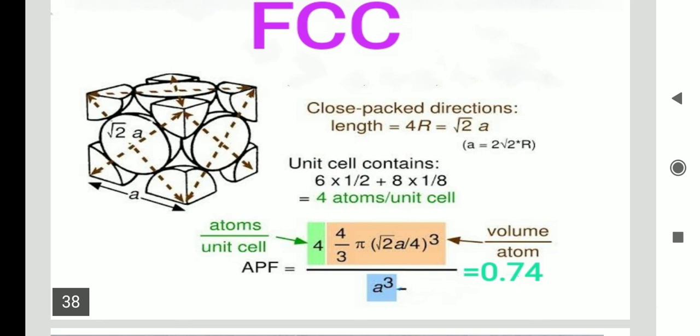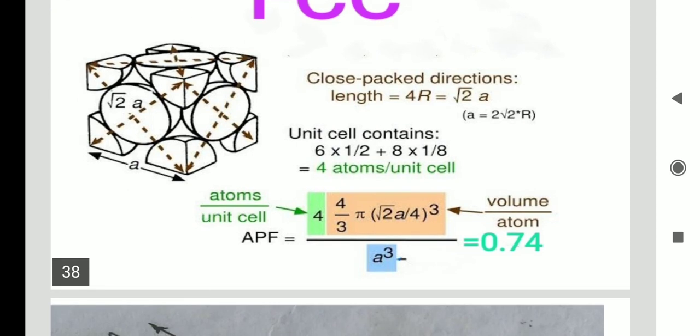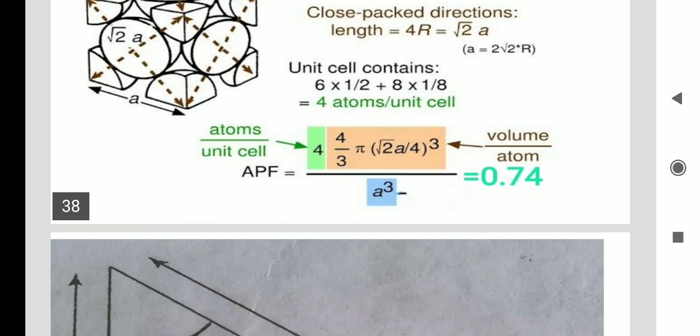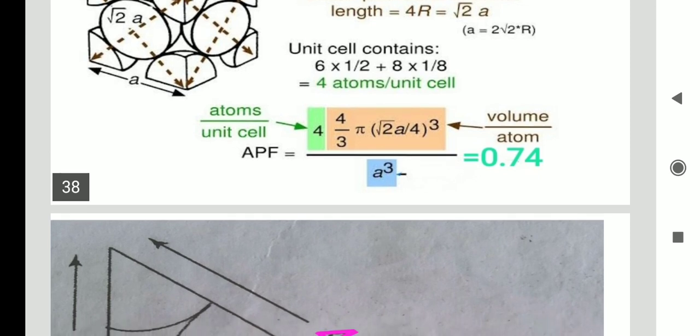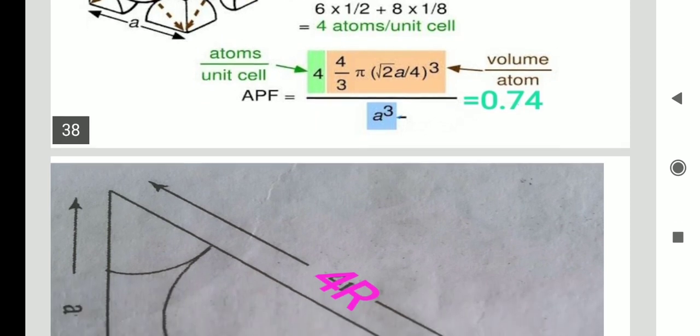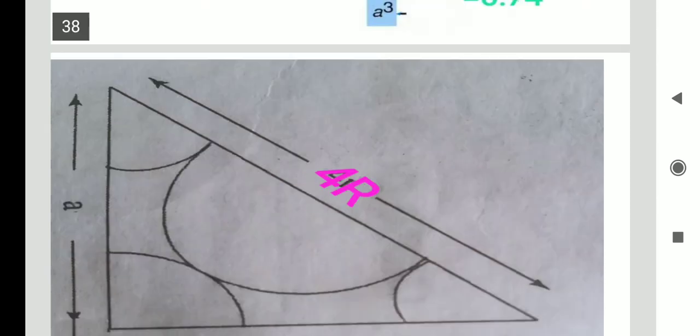The number of atoms in the unit cell is how many? The atoms at the 6 face centers, the 6 faces having 6 atoms. Each atom is shared, so that's why 6 into 1 by 2 plus 8 corners, each one shared by 1 by 8. So the number of atoms in the unit cell is 4. Therefore APF value is what? Number of atoms 4 and volume of atoms by total volume of unit cell, which simplifies to 0.74. Thank you.